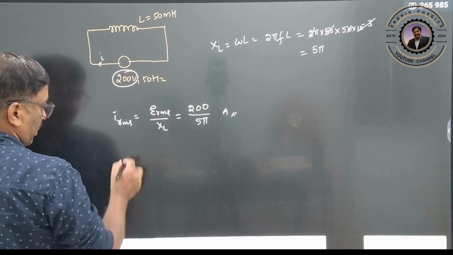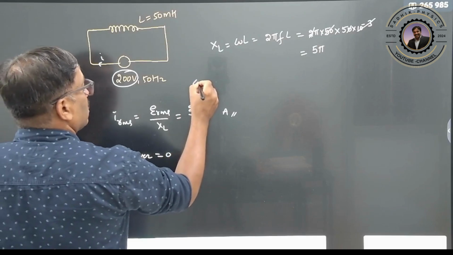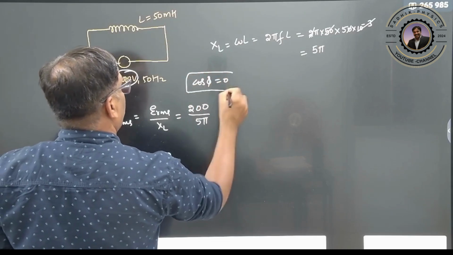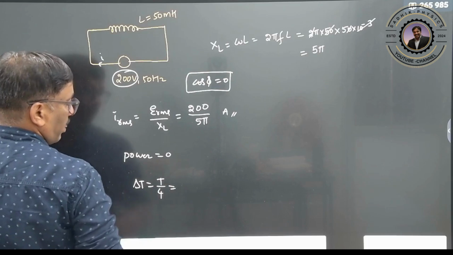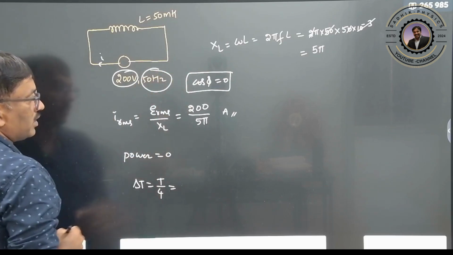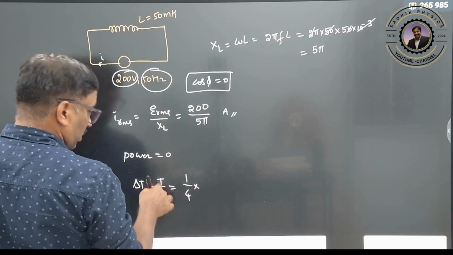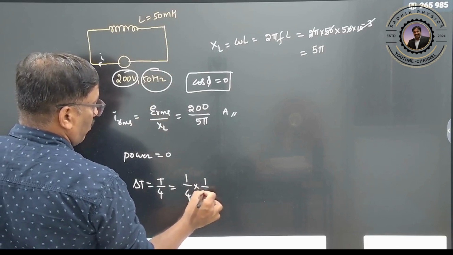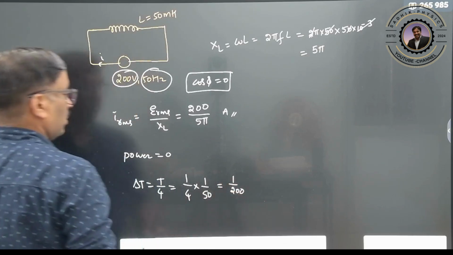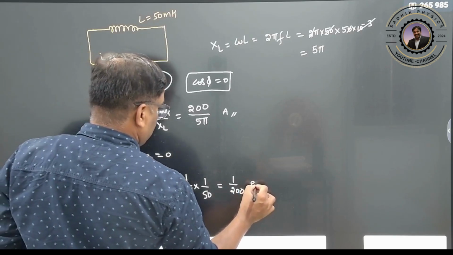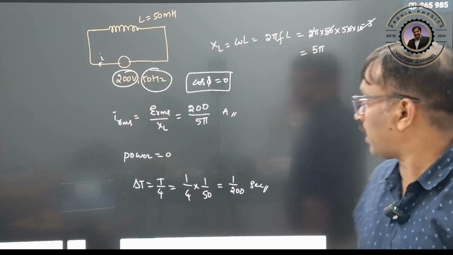What will be the power dissipated? No power. There is no power dissipated. Power dissipated will be 0. Why? Because cos phi will be equal to 0. Phase difference is 90 degree. What will be the time lag? It is nothing but T by 4. T is what? Here frequency is 50 hertz. Time period is nothing but 1 by 50. So 1 by 4 into T value, which is 1 by 50. 50 is how much now? This 100, 1 by 200 seconds. This is your time lag. Clear?